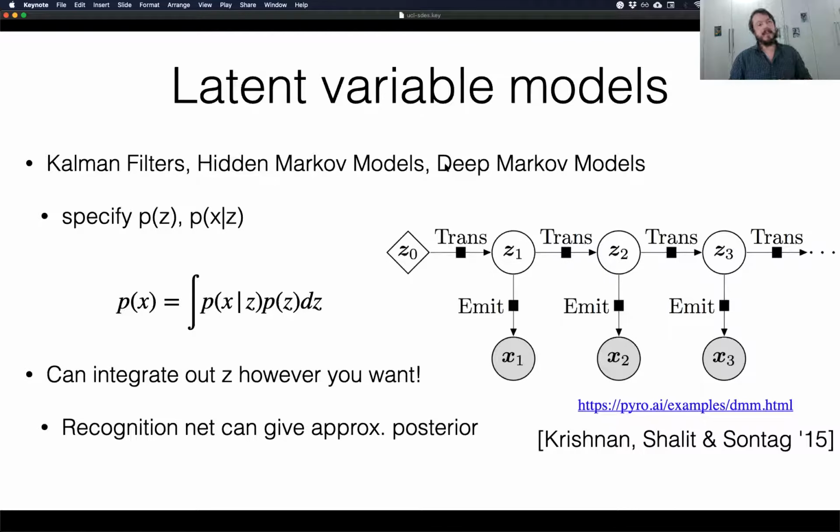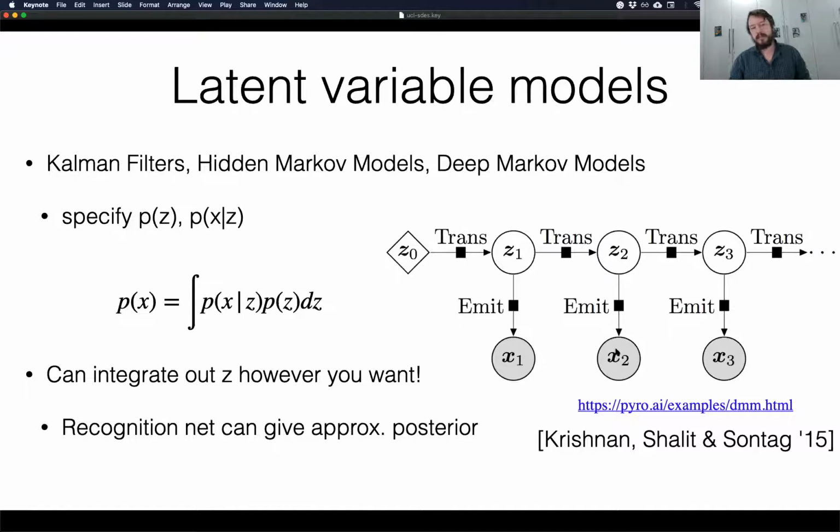And then the newer, fancier version of that, which I really love, is deep Markov models or deep Kalman filters, from Rahul Krishnan, Shalit and Sontag, who say, let's just stick a neural network in for the transition dynamics. It's 2015, you could still get a paper by just putting neural networks somewhere. Well, they didn't just do that. They also showed how to do variational inference. And we can also have arbitrary emission distributions or likelihoods.